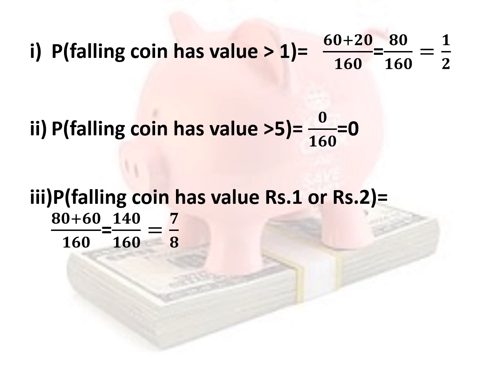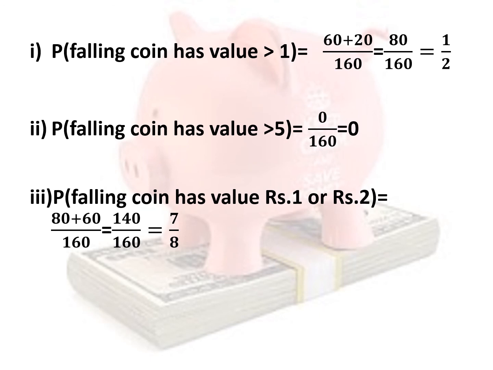Now as we got the number of coins for different denominations, we can easily find out the probabilities. For finding the probability of falling coin having value greater than 1, we have to add rupees 2 coins and rupees 5 coins, that is 60 plus 20 upon 160, which is equal to 80 upon 160, which will give you 1 upon 2. Probability of falling coin having value greater than 5 will be 0 because we are not having any coin of value greater than 5.